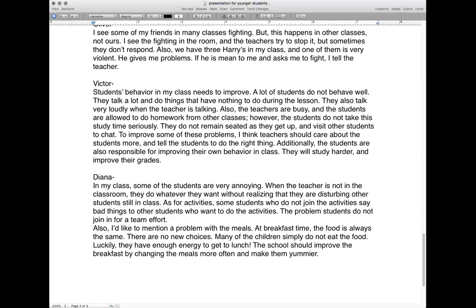Also, I'd like to mention the problem with the meals. At breakfast time, the food is always the same. There are no new choices. Many of the children simply do not eat the food. Luckily, they have enough energy to get to lunch. The school should improve the breakfast by changing the meals more often and making them yummier.